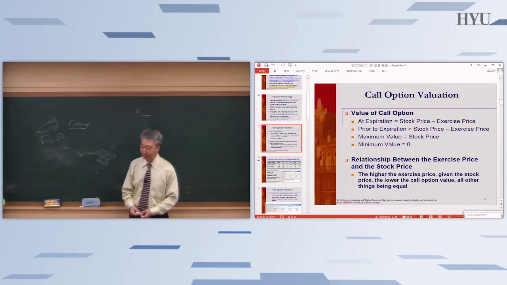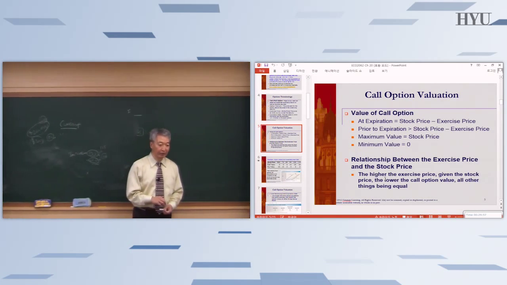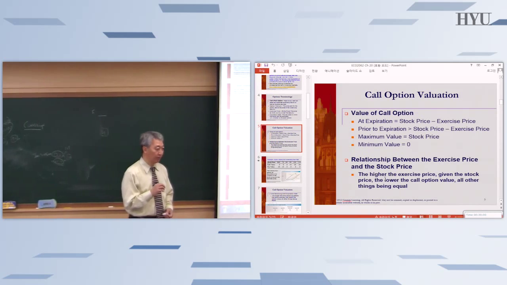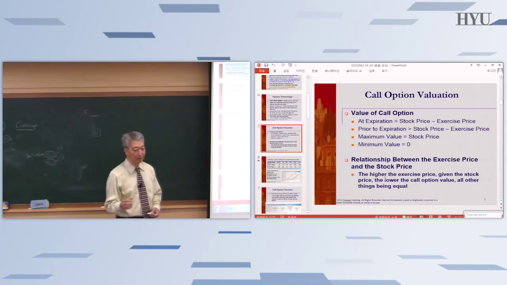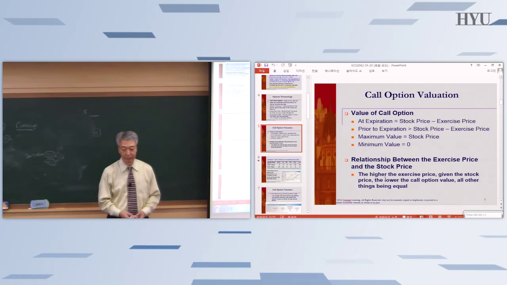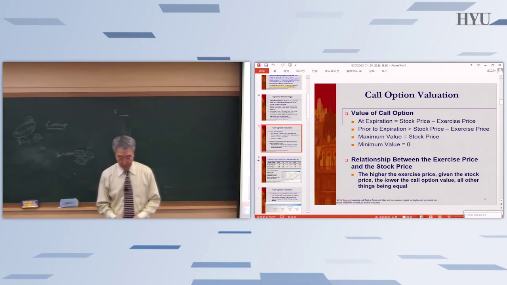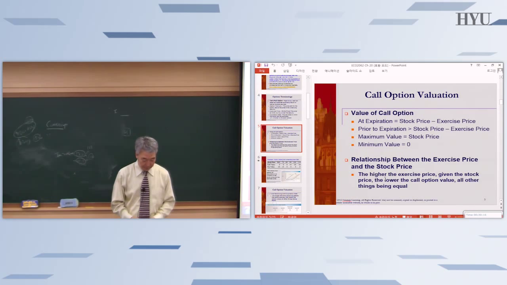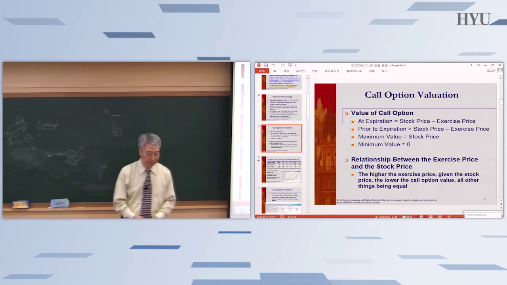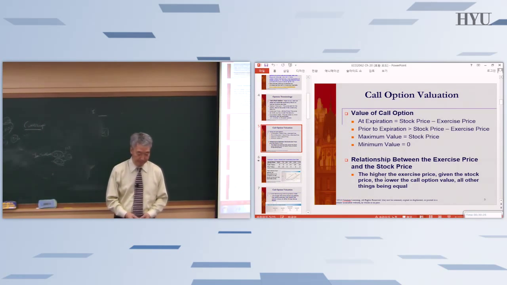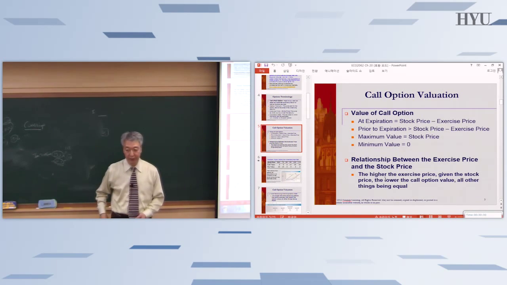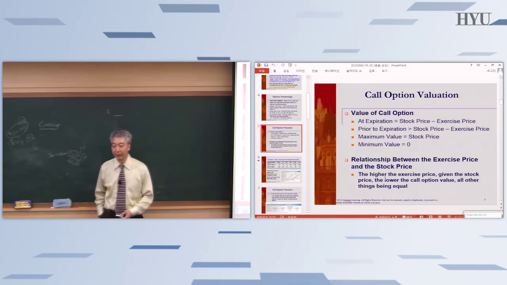Purchasing a call option is the same thing as purchasing the stock, at a very small fraction of the stock price, right? Instead of paying $120, you're paying only $3 right now. Okay? Minimum value is 0. Value of an option cannot be negative. Why is it? Think about it. Okay? What's the worst case scenario?